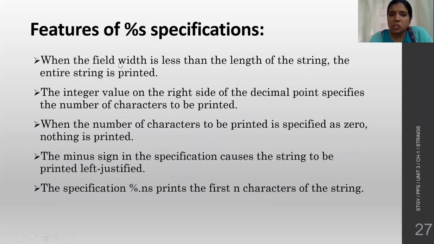Okay, so features of percent s. There are a few properties for percent s. When the field width is less than the length of the string, the entire string is printed. We all know that. The integer value on the right hand side of the decimal point specifies the number of characters to be printed. When the number of characters to be printed is specified as 0, nothing is printed. The minus sign indicates that the string is left justified, and a positive sign or no sign indicates that the string is by default right justified.